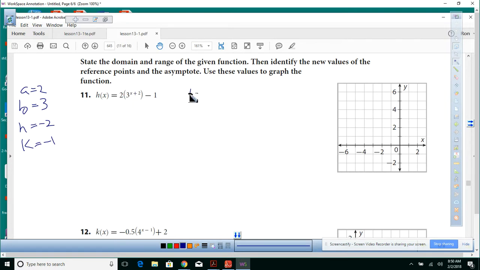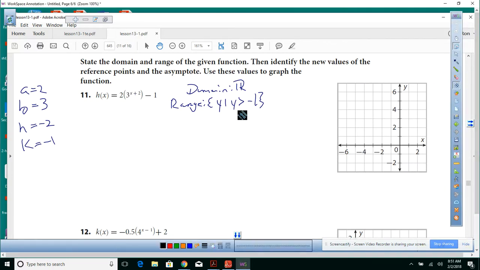So the domain is all real numbers. All right. The range is going to be y such that y is greater than, since a is positive, and k is negative 1. So now let's see.